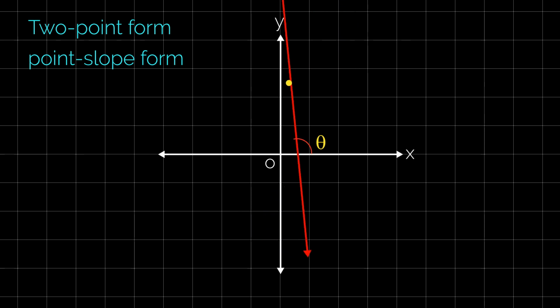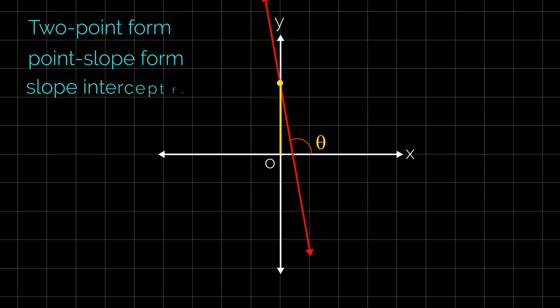If this point is on y-axis, then we have our y-intercept and we have slope intercept form. And in first case, if one point is on x-axis and other on y-axis, then we have both x-intercept and y-intercept, and this form of line is known as intercept form.